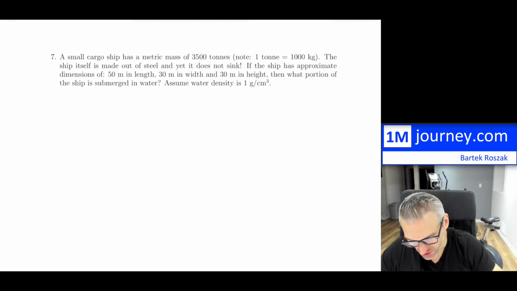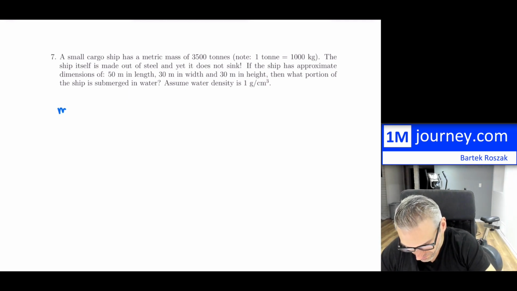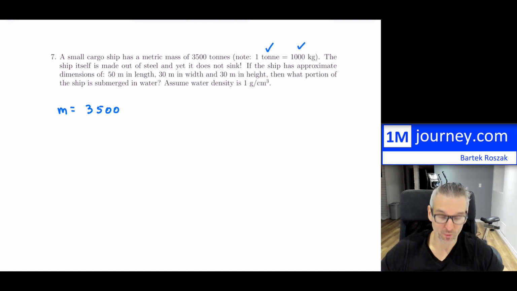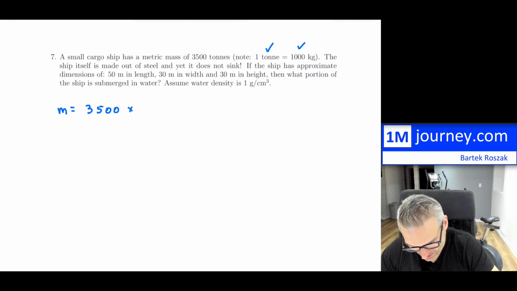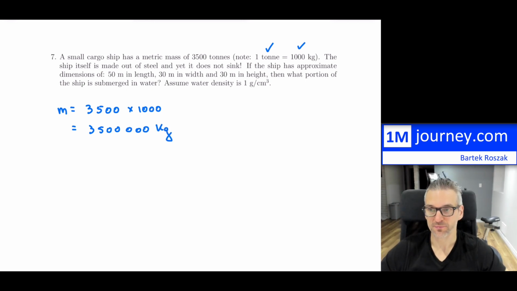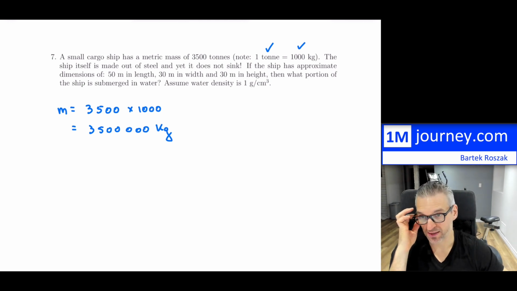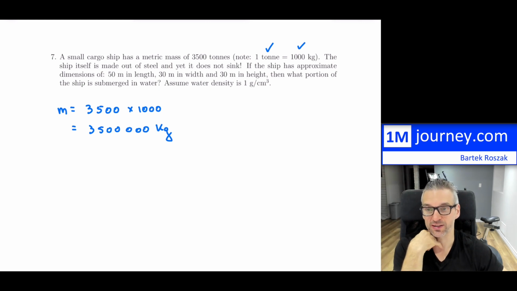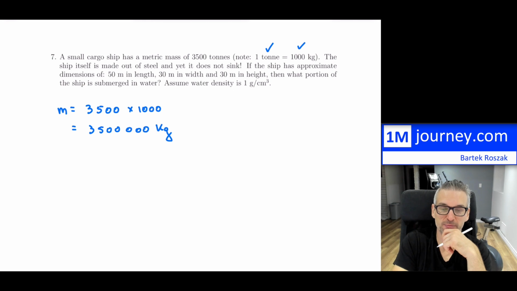So within here, we have this ship, and the ship has a mass of 3,500 tons. Notice a ton, at least a metric ton, is 1,000 kilograms, so this is going to be times 1,000. I'm going to just write that out in here. This is a huge amount of mass sitting on top of the water. The ship itself is made out of steel, and yet it does not sink. So if the ship has approximate dimensions of 50 meters in length, 30 meters in width, and 30 meters in height.